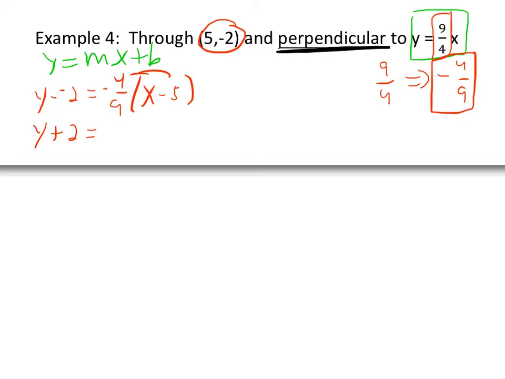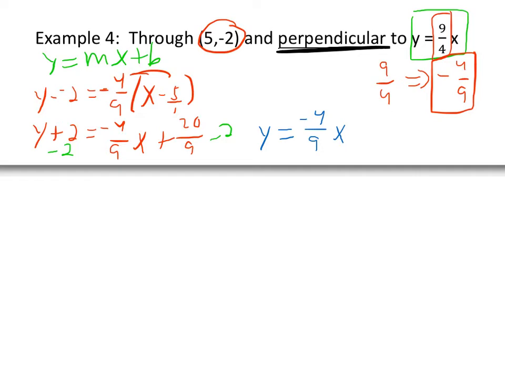If we distribute that, we get negative 4/9 x, and this is negative 5/1, so top times top. It's a negative 4/9, so negative 4 times negative 5 is a positive 20. 9 times 1 is 9. So we would finish by subtracting 2 from both sides. And we will get y equals negative 4/9 x.